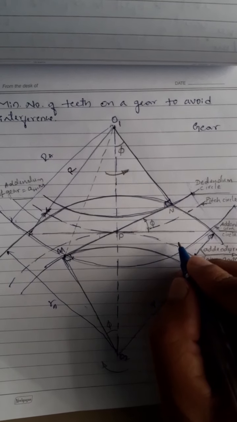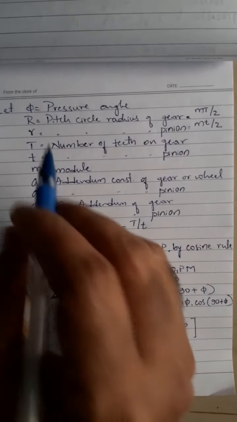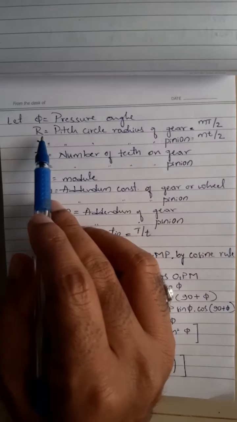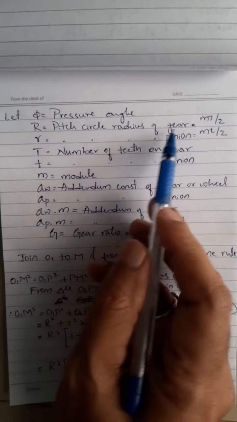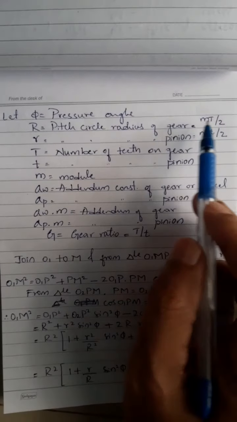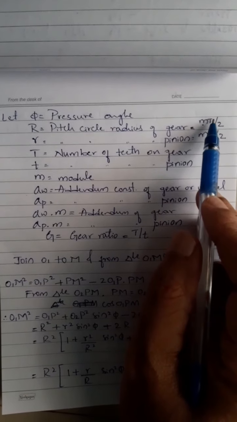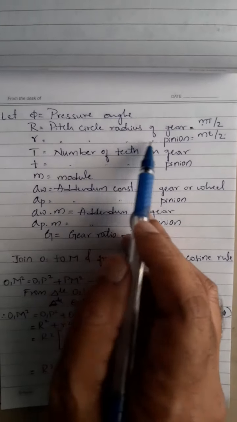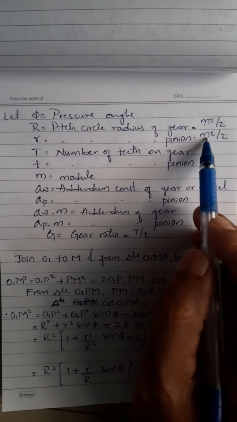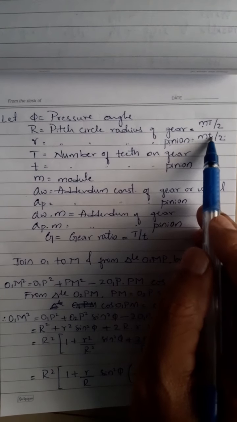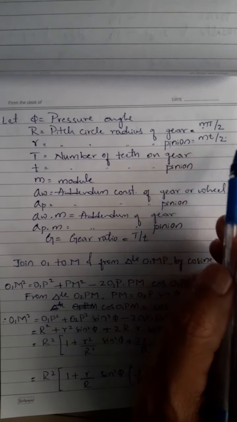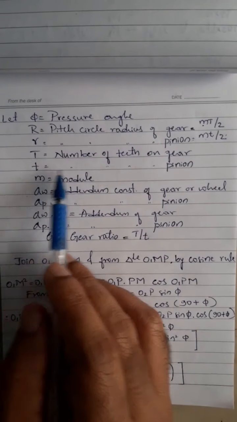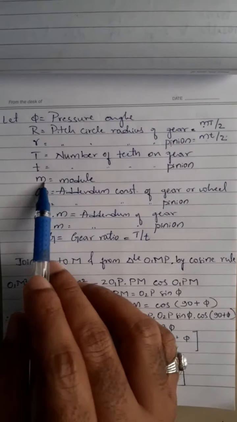Now let us consider angle phi as the pressure angle, capital R as the pitch circle radius of the gear, which can be written as module into number of teeth on the gear divided by 2. Small r is the pitch circle radius of the pinion, which can be written as module into number of teeth on the pinion divided by 2. That is, capital T is the number of teeth on the gear, small t is the number of teeth on the pinion, M is the module.